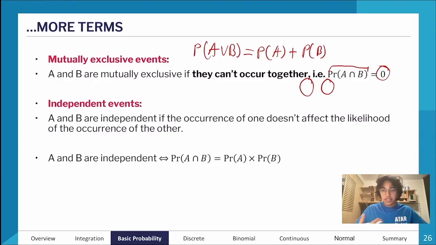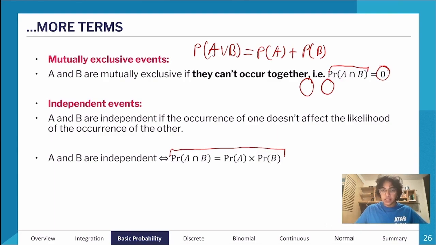Now, a condition with independent events, as you can see here, is that their intersection is a multiplication of each other. So it's just the probability of A times the probability of B if A and B are independent. A super common question type I've seen is that they'll give you two events. They'll say that the probability of this happening is like 0.8 and the probability of this happening is 0.2. Are these events independent or not?